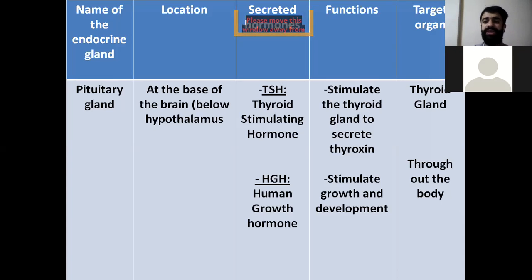Okay? What is the target organ? It stimulates the thyroid gland. So the target organ is going to be thyroid gland. Second hormone, human growth hormone. This is the one that athletes, for example bodybuilders, use to build muscles and to have huge muscles. So they use this hormone. Sometimes you hear about people who took hormone, for example.